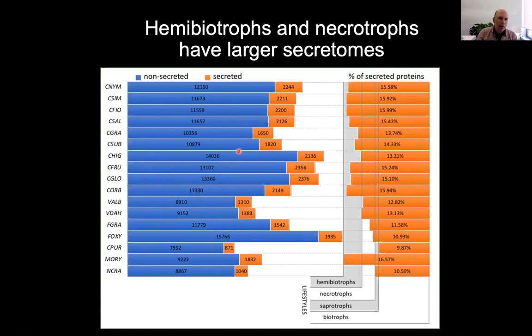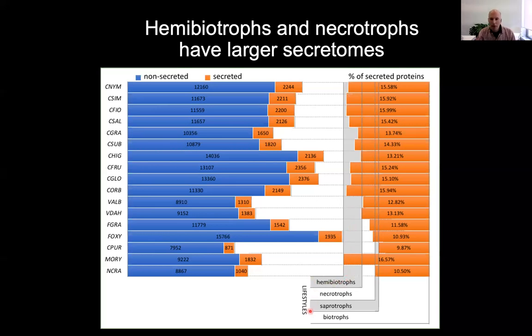And you can see that there are differences in the number of genes encoded in the genomes of the different species. But what was interesting here is that if you represent the secreted proteins as a percentage of the genome, the species that have the largest secretomes are the hemibiotrophs.